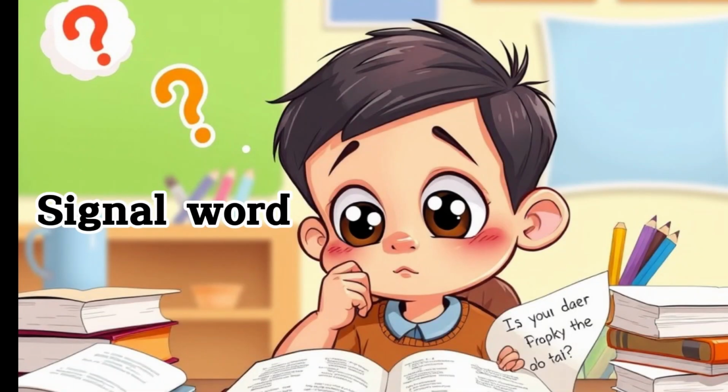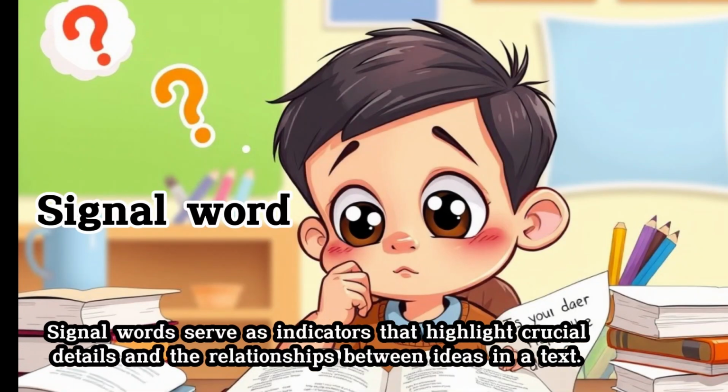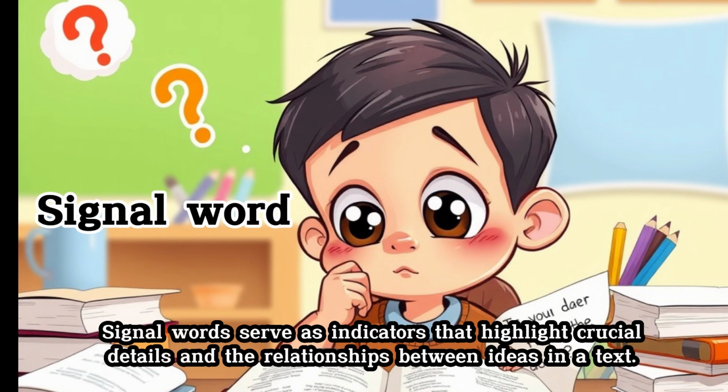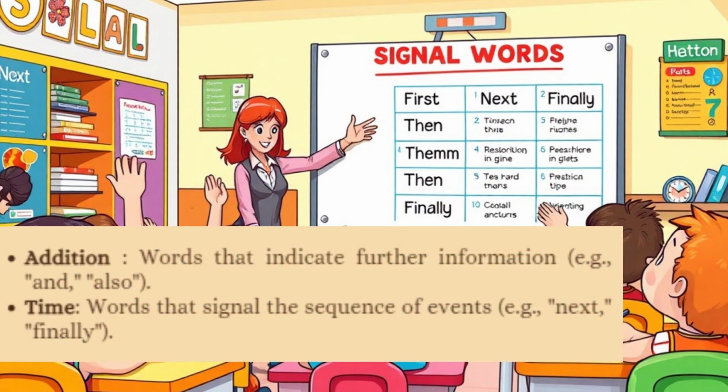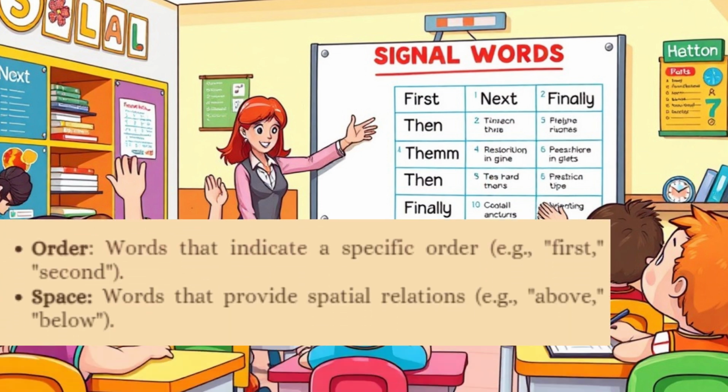Signal words serve as indicators that highlight causal details and the relationships between ideas in a text. Here are some types of signal words. Addition: words that indicate further information. Time: words that signal the sequence of events. Order: words that indicate a specific order. Space: words that provide spatial relations.